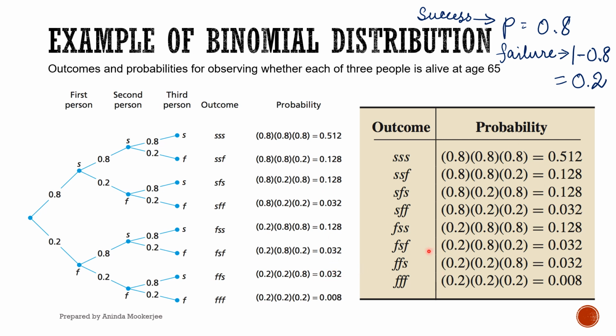Now let's say we want to know the probability of finding 2 successes. What is the probability of getting 2 successes from our experiment? Let me write that down. We are looking for the probability of 2 successes.